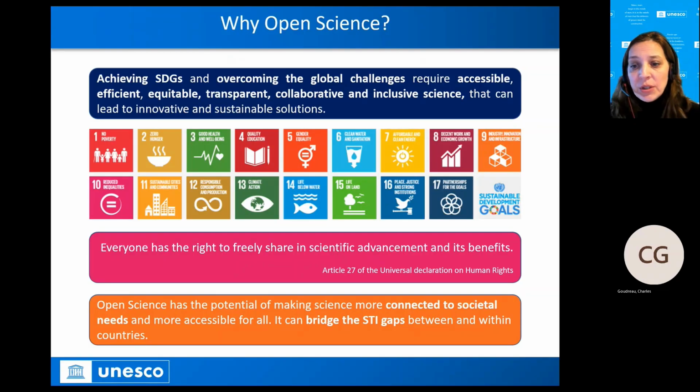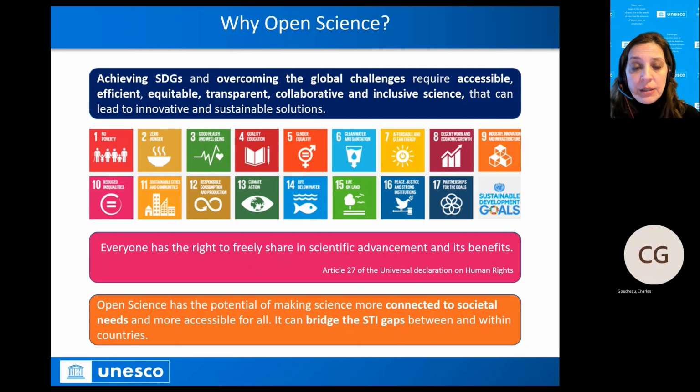So just to start the presentation, I did want to remind everybody why we promote open science at the United Nations and why we do it in UNESCO in particular. As you know, the Sustainable Development Goals were set in 2015 with the idea of galvanizing the global community around these 17 priority areas. And of course, to achieve these goals, science, technology, innovation is key.